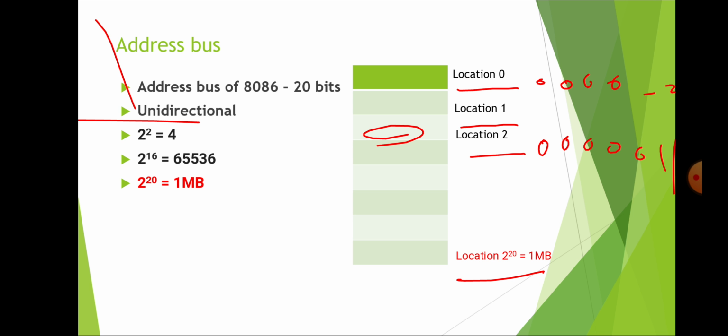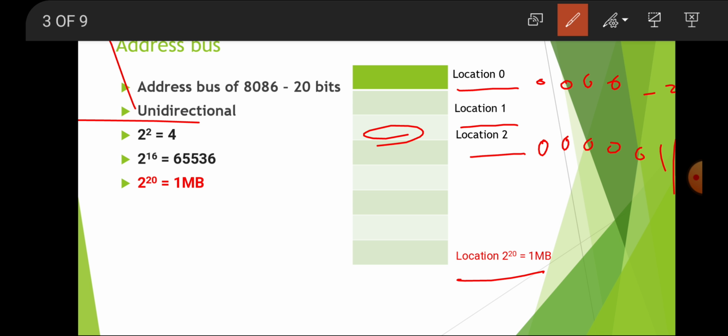These exponents are nothing but the bits. 2 raised to 2 is equal to 4 means that suppose there are 2 bits, it can give only 4 locations, or 4 addresses, or 4 memory locations. So this is 0 0, 0 1, 1 0 or 1 1. And likewise, the address bus shows 2 raised to 20 is equal to 1 MB of addresses or memory.